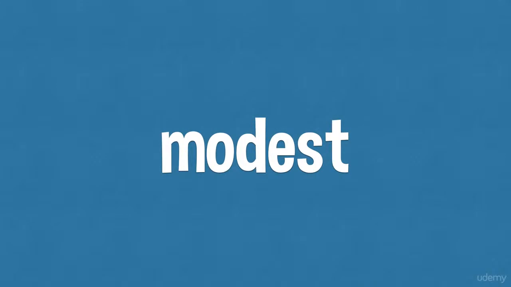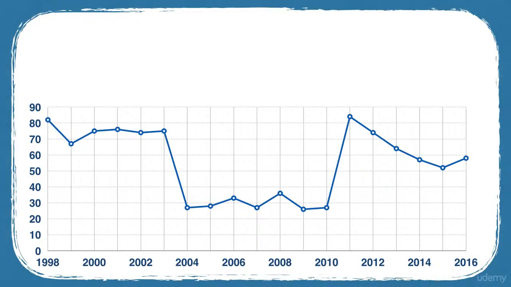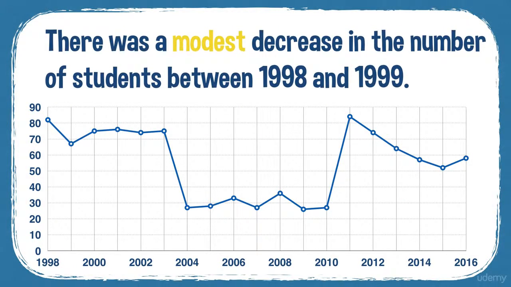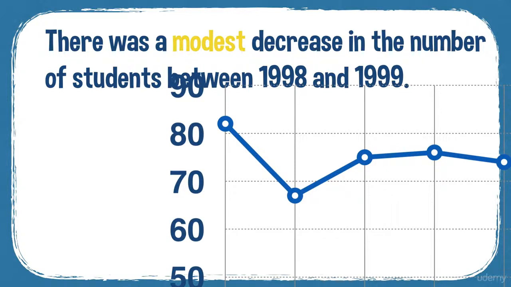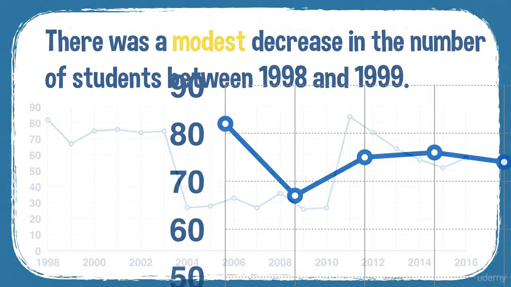And modest. The word modest means very small. So a little. It's kind of the opposite of dramatic. So it's not a shock. It's not a sudden change. So, for example, there was a modest decrease in the number of students between 1998 and 1999. So not a big one. Not steep, not sharp. It was modest.